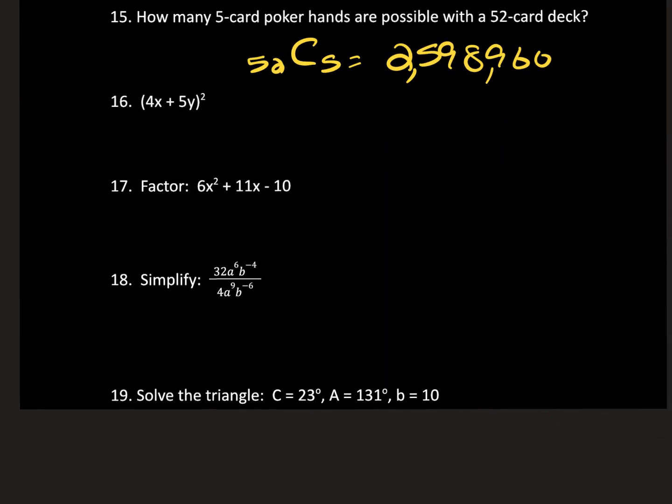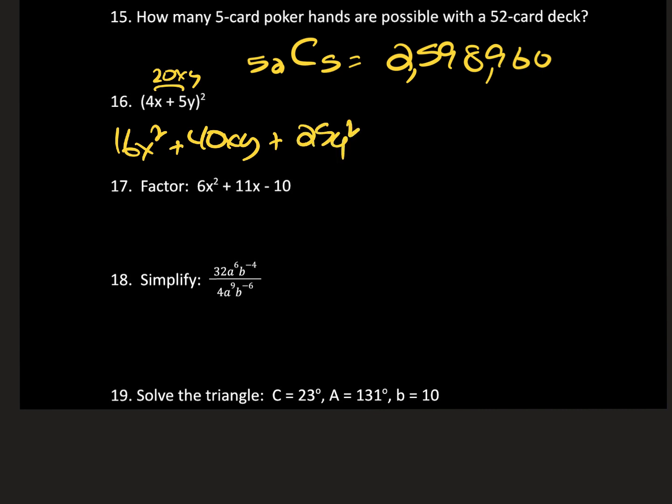Number 16. Just square that thing. Okay, so square, multiply, double, square. If you square 4x, you square both the 4 and the x. Multiply together, double. If you multiply those two, you get 20xy. If you double 20xy, you get 40xy. Then square the 5y. When you square the 5 and the y, and there you have it.